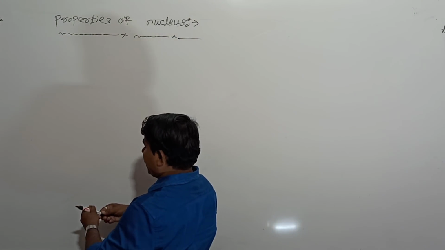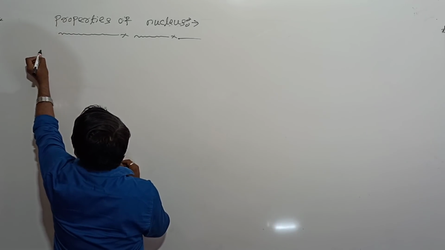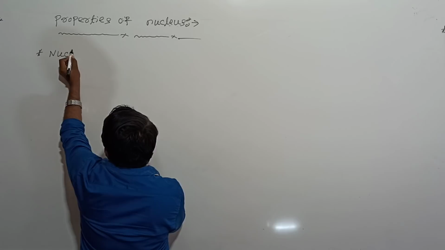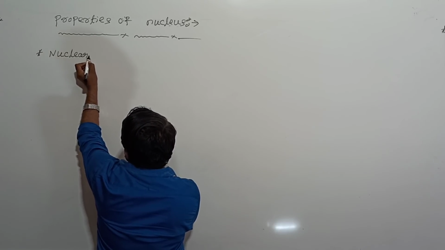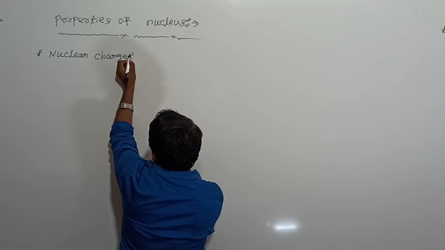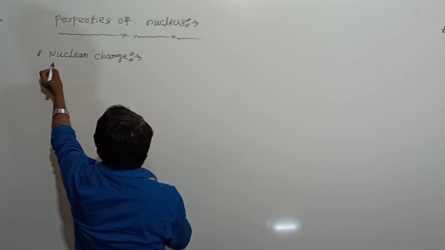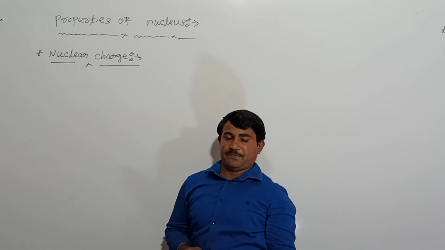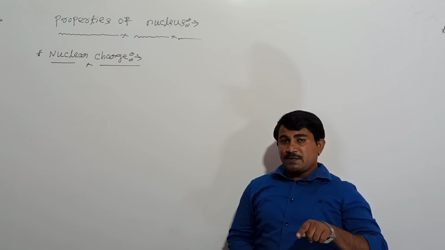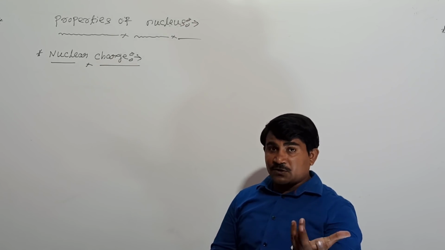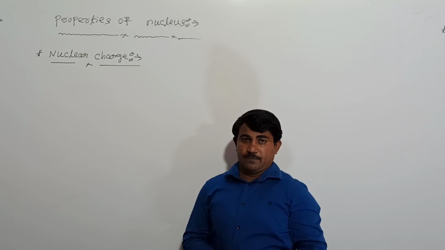The first property of nucleus is nuclear charge. Inside the nucleus, what components are there? Protons and neutrons are components of the nucleus.